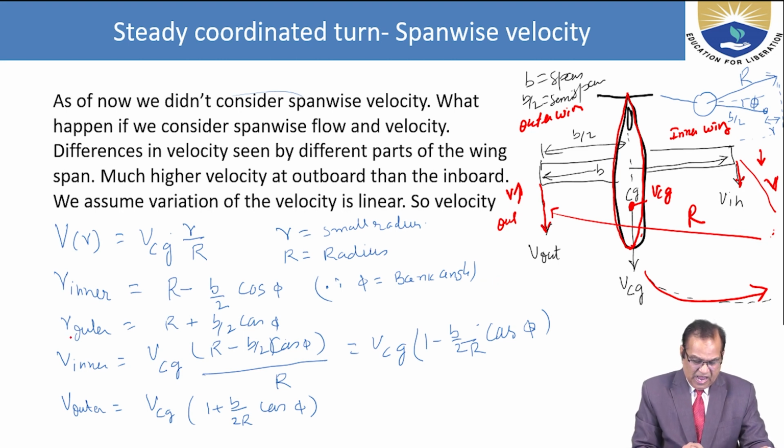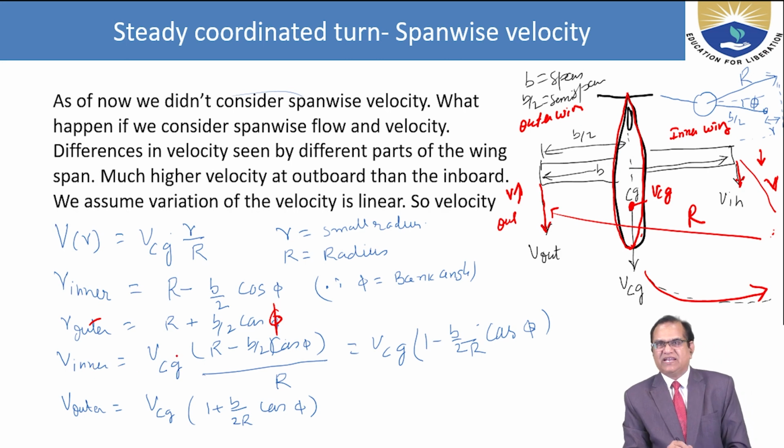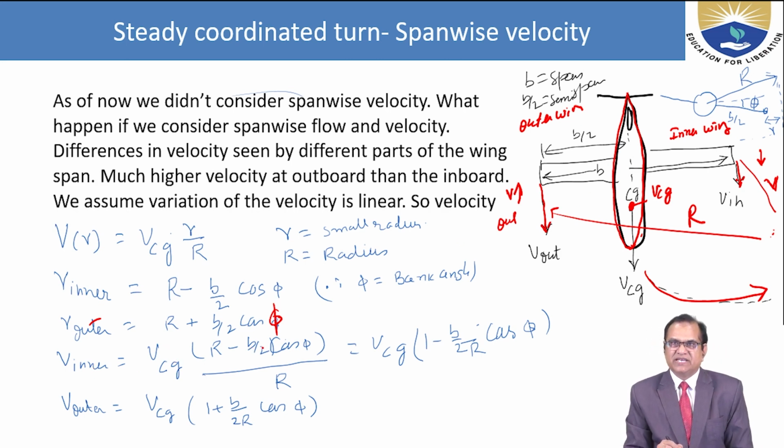So R inner and R outer we can write as R minus b by 2 cos phi and R plus b by 2 cos phi. So now the velocity of inner, v inner, will be v of CG into R minus b by 2 cos phi divided by R. So v CG here times 1 minus b by 2R cos phi.